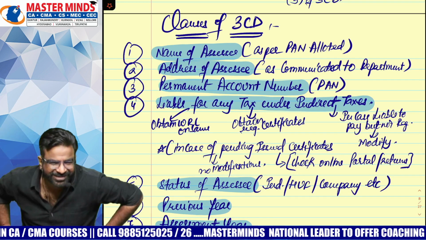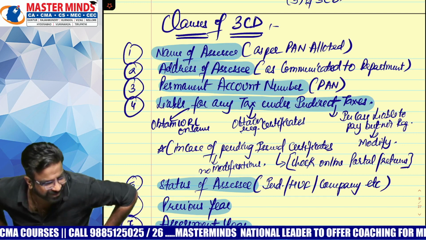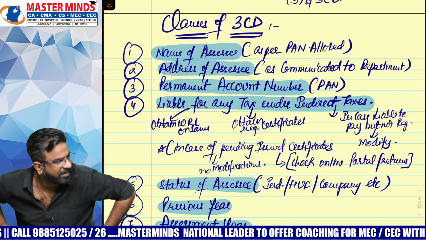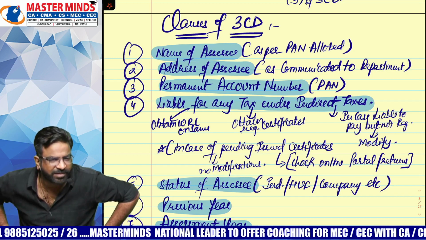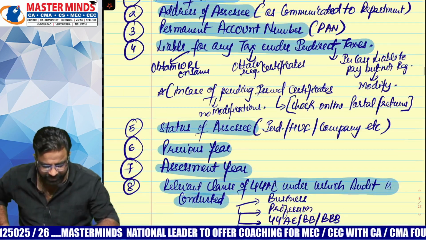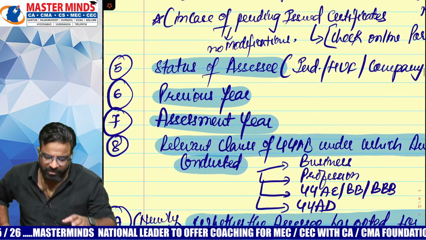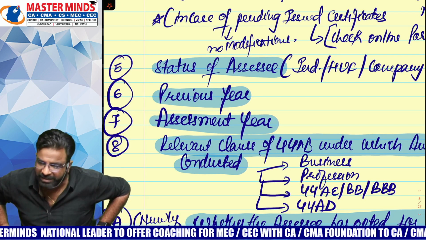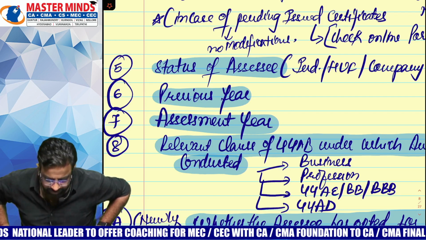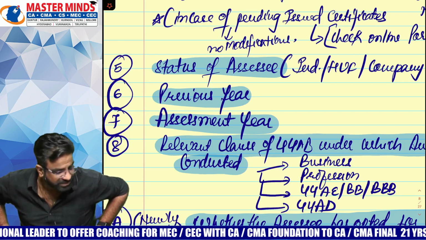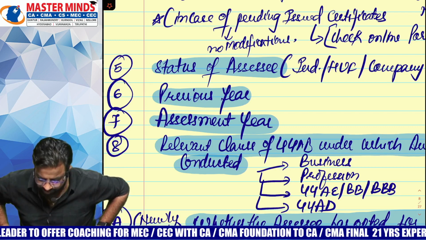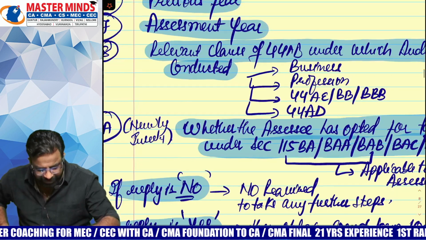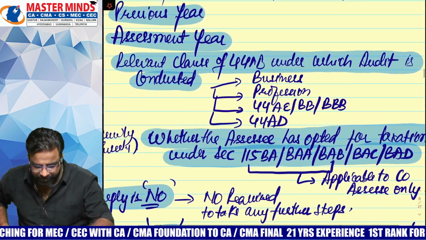What is the clause number 1? Name, address, PAN, and if you have any liability to get the books of accounts audited under indirect taxes. Fifth one is what? Status. You are individual, HUF or a company. Sixth one is what? Previous year. Then assessment year. Eighth one is what? Relevant clauses under which you are doing the special audits like business, profession, 44AE, BB, BBB, 44AD. Or 8A newly inserted.